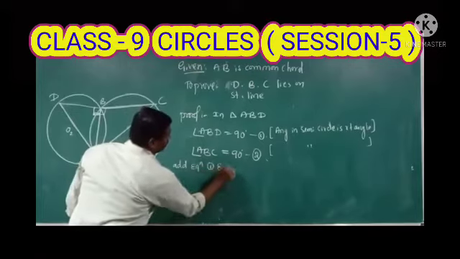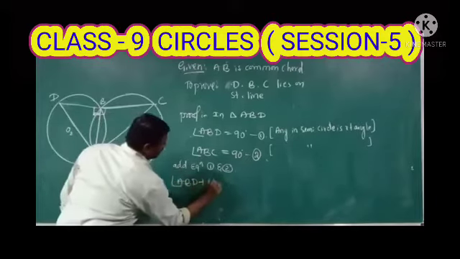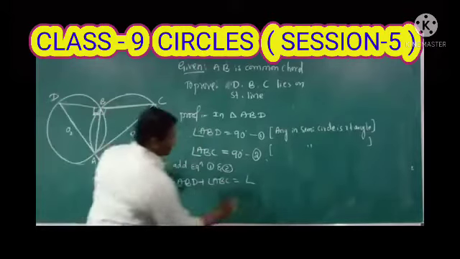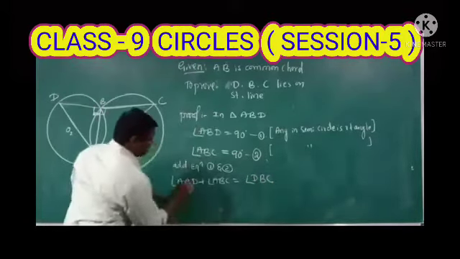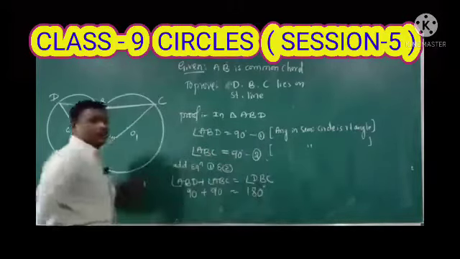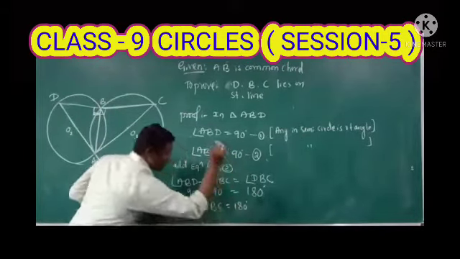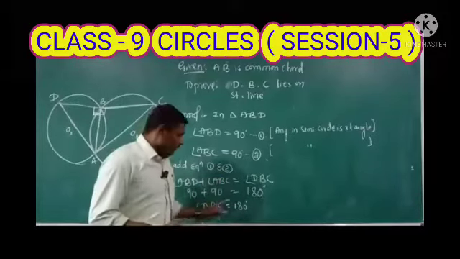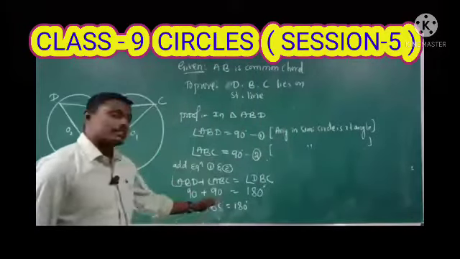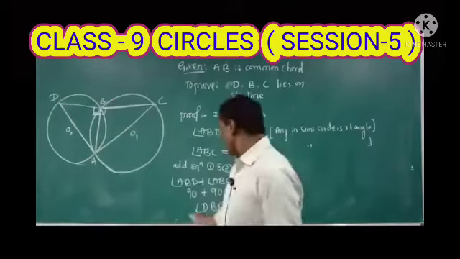Add equations 1 and 2. By adding equation 1 and 2, ABD plus ABC, what will we get? Angle DBC. So this angle is 90 degrees, and this is also 90 degrees. By adding these two angles, angle DBC is equal to 180 degrees. If angle DBC is equal to 180 degrees, it will obviously be a straight line, because the angle of a straight line is always equal to 180 degrees.